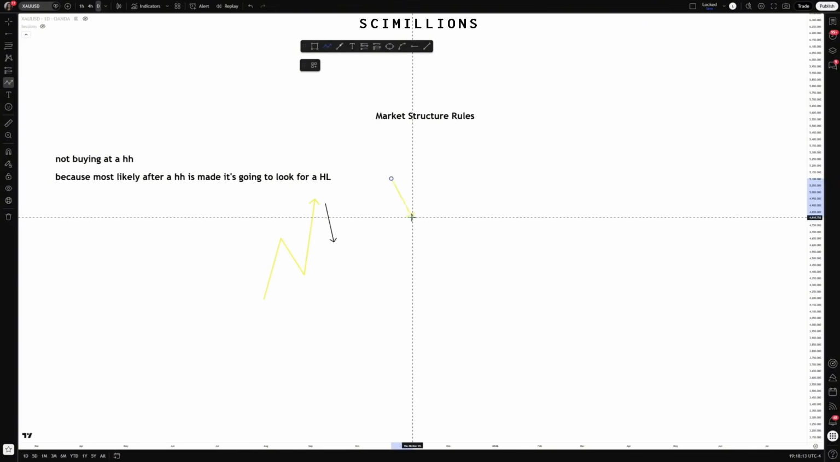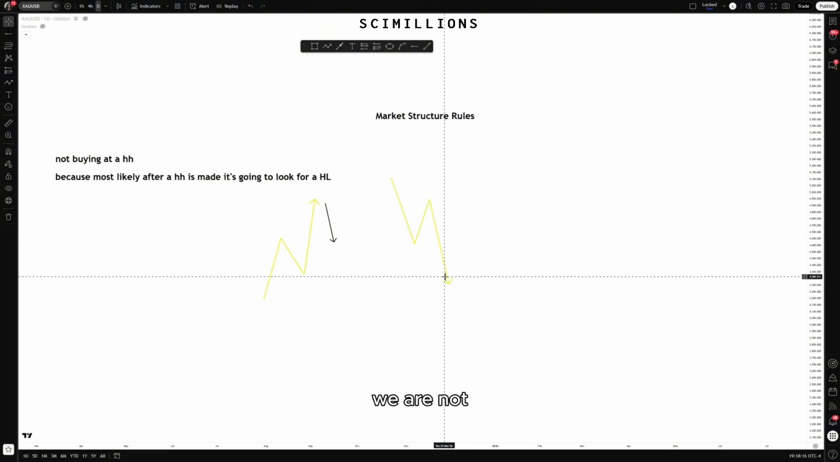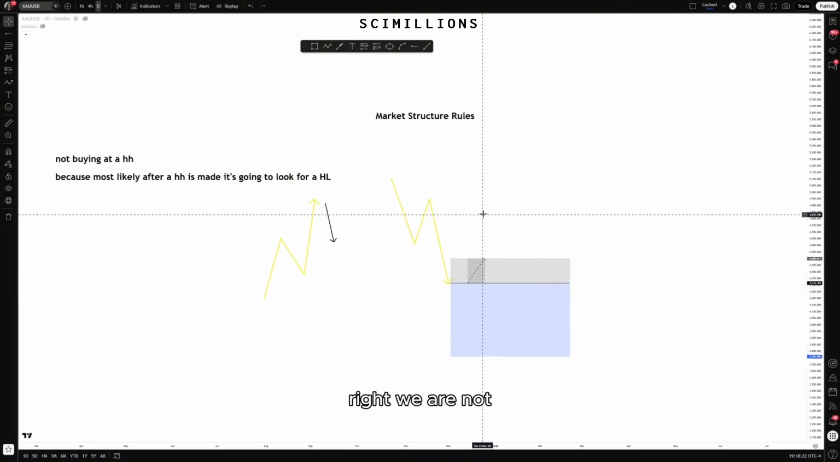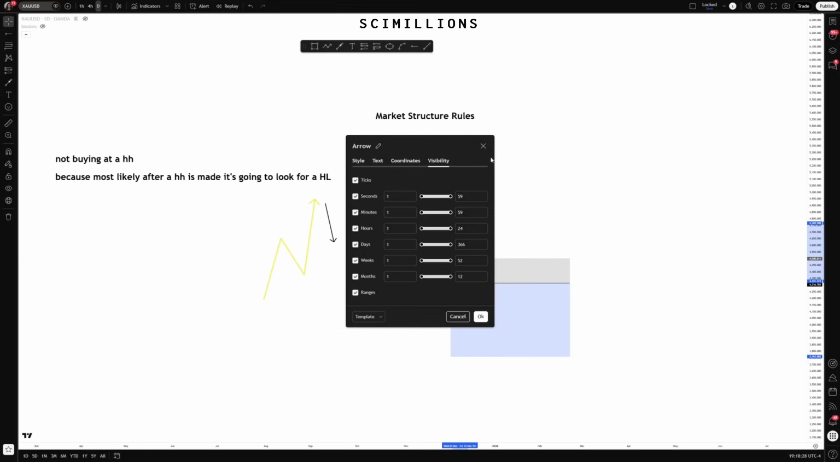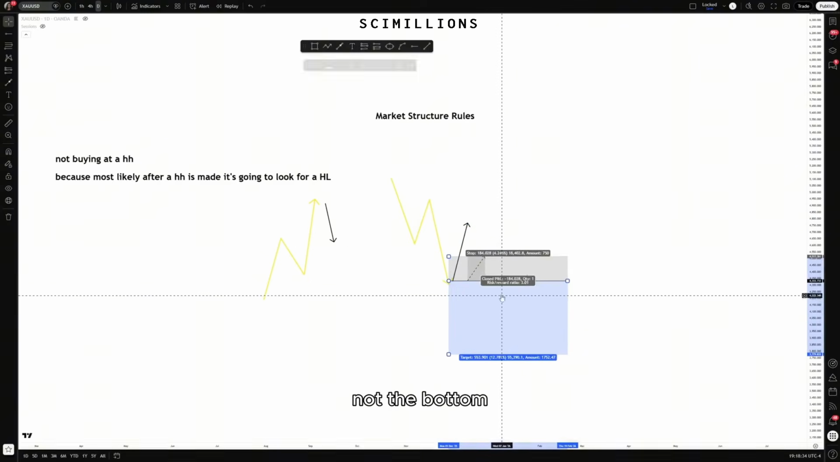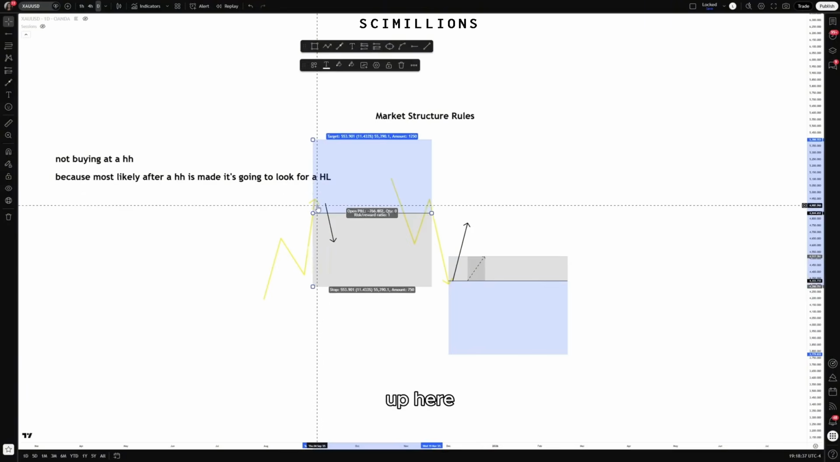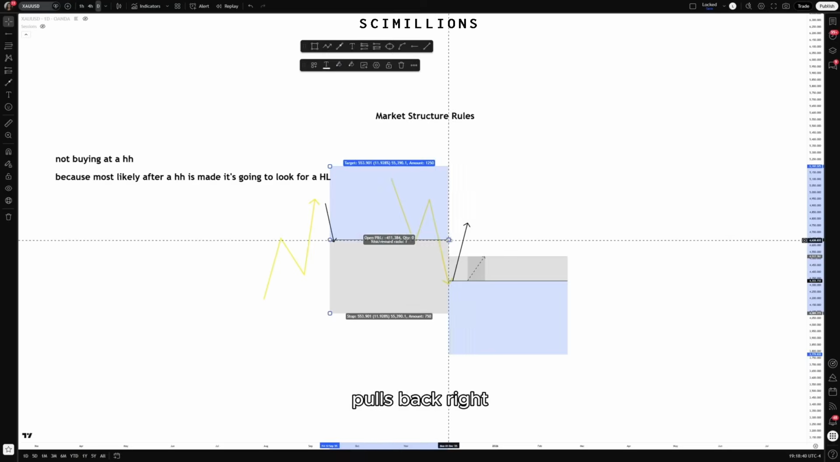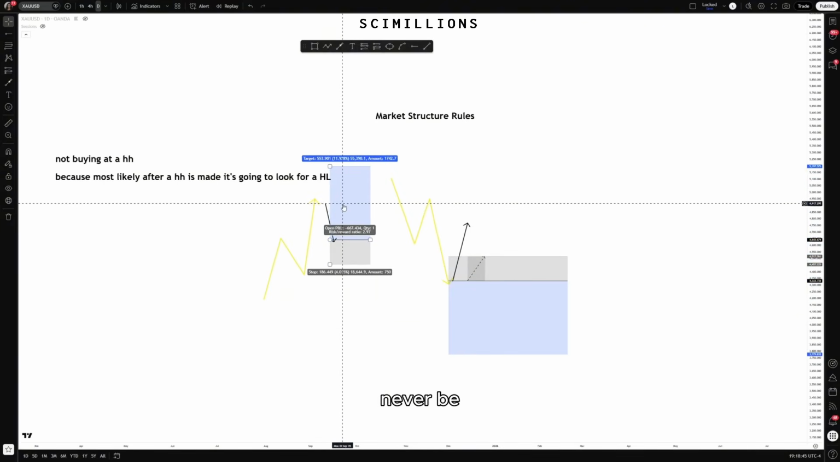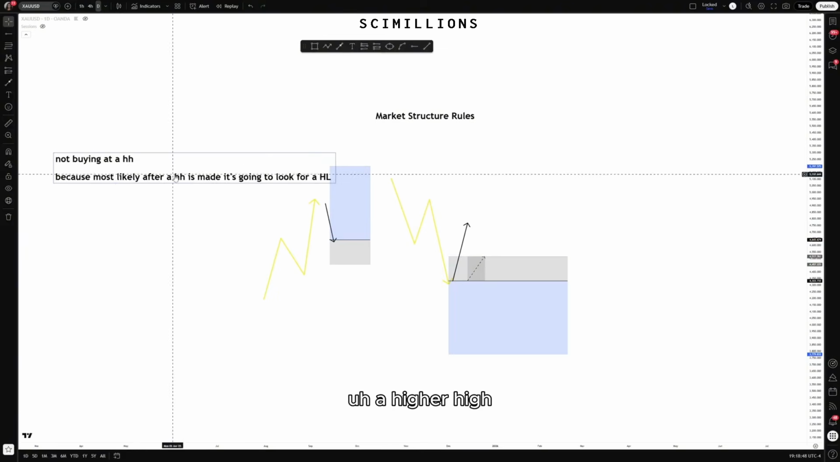In a downtrend, if price is downtrending, we are not selling at this low. We are trying to find when price pulls back and creates this lower high and then goes back down. We're trying to sell over here, not the bottom. Same way with here, we're not trying to buy up here. We're trying to buy when price fully pulls back, right? And there will always be one or the other. There will never be a higher high and no higher low.